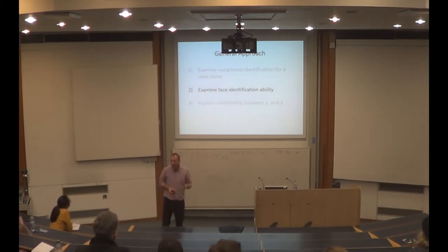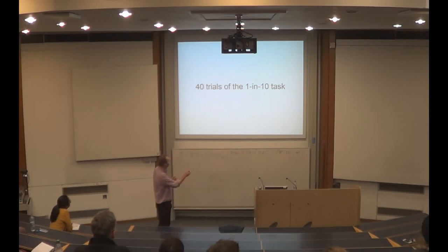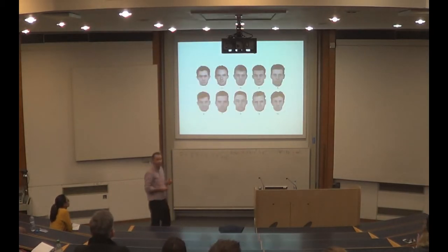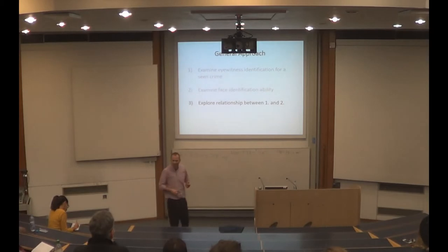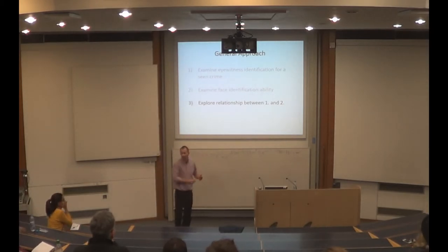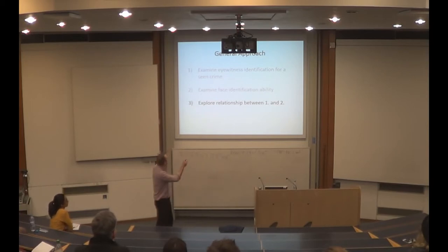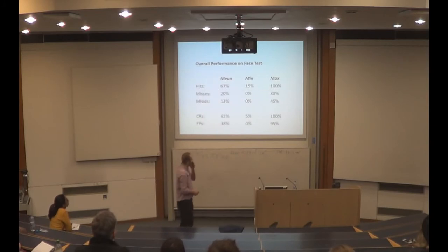We then examine their face identification ability, and we do this with 40 trials of a 1 in 10 task that I've already shown. We use this task because it's been used in a wide range of studies now, and we know that it gives rise to huge individual differences in performance. And the last step is to explore the relationship between these two tasks, to see if you can work out what's going on here from whatever we're measuring here. Let me show you how we try to do this.